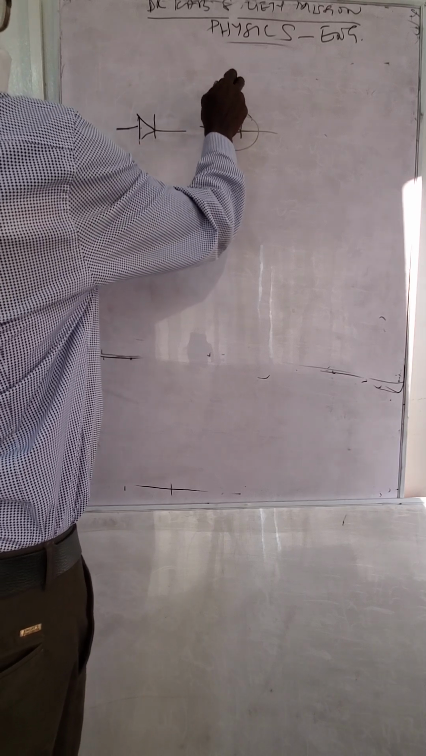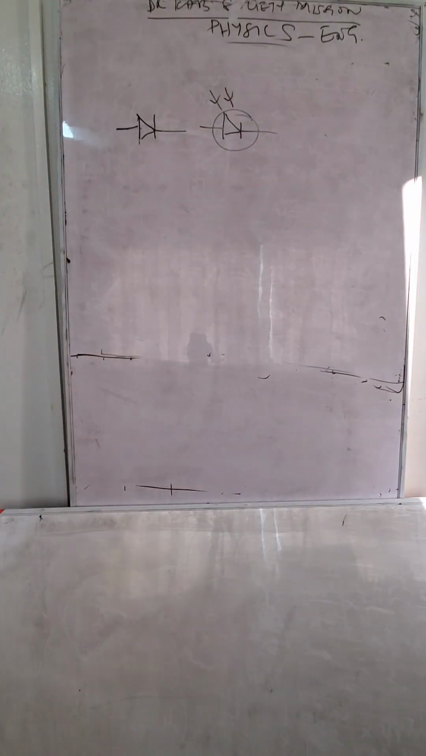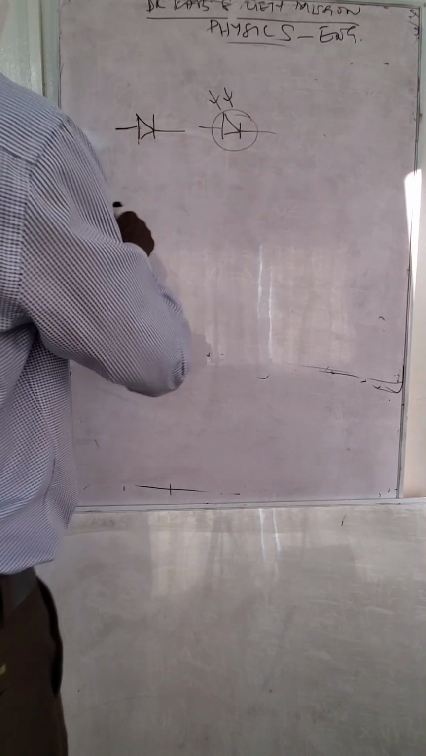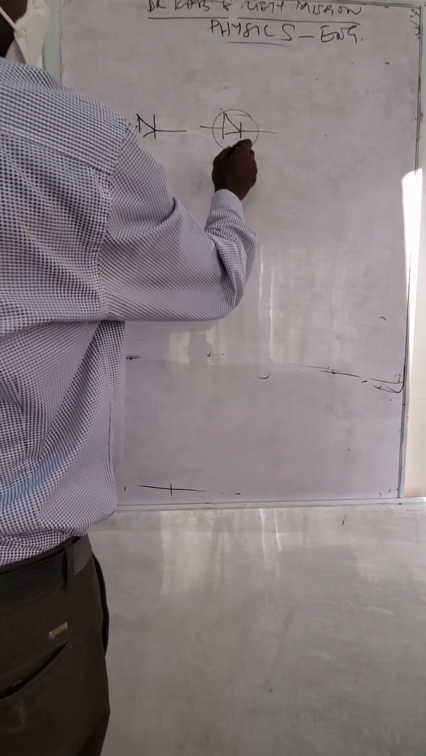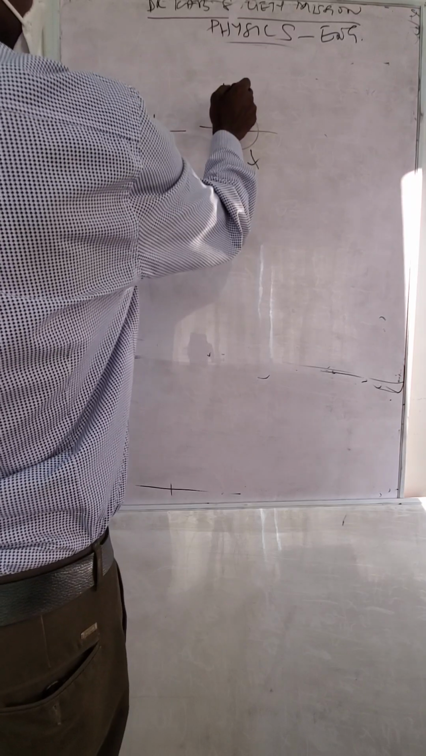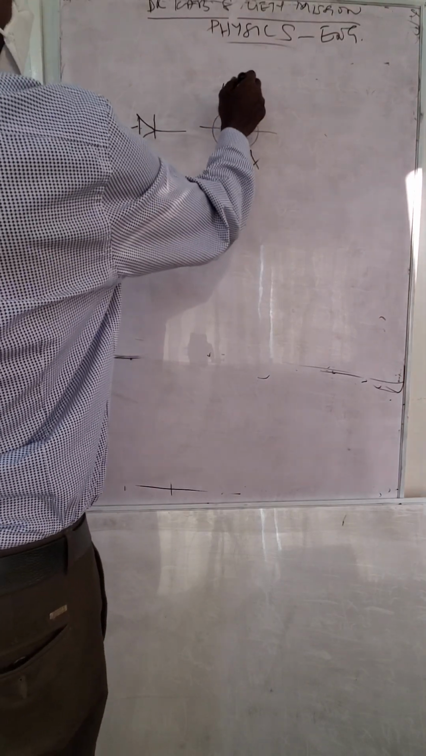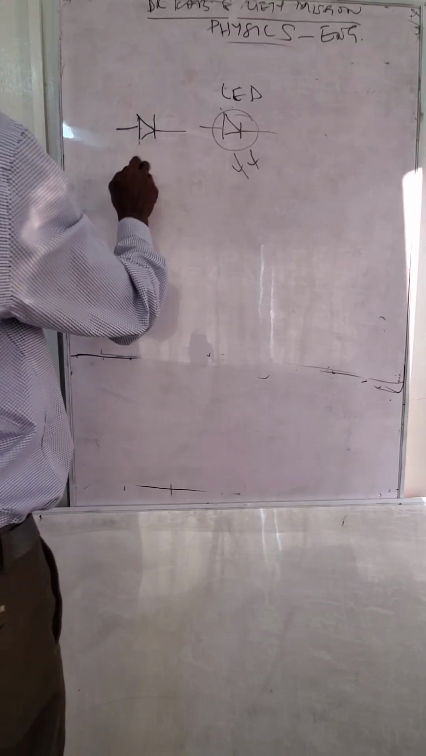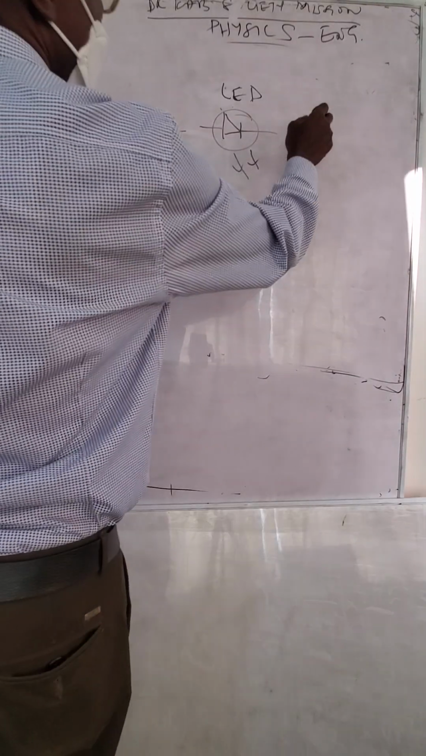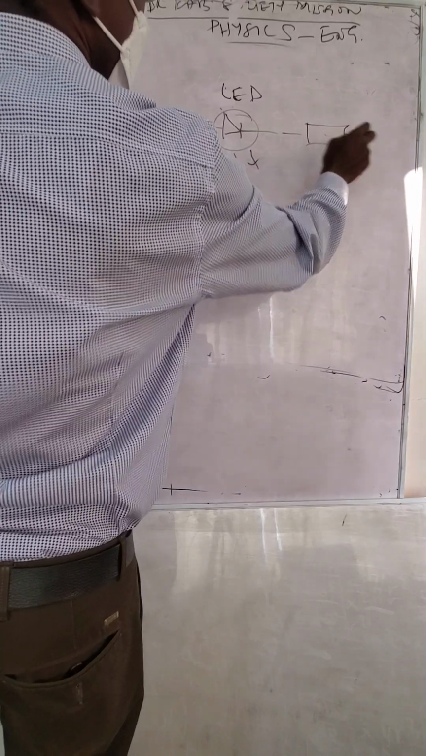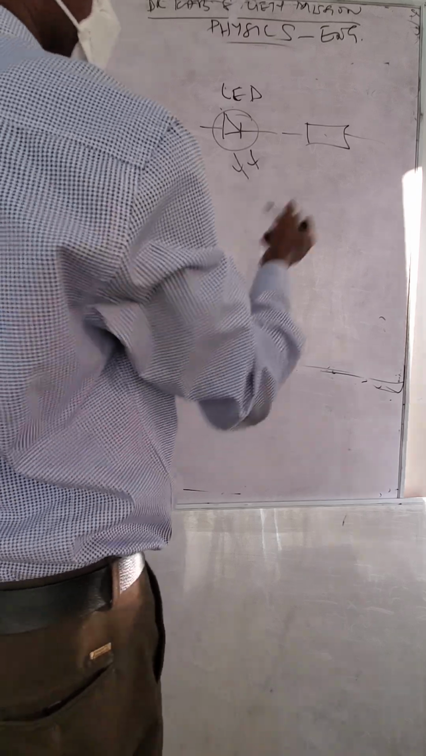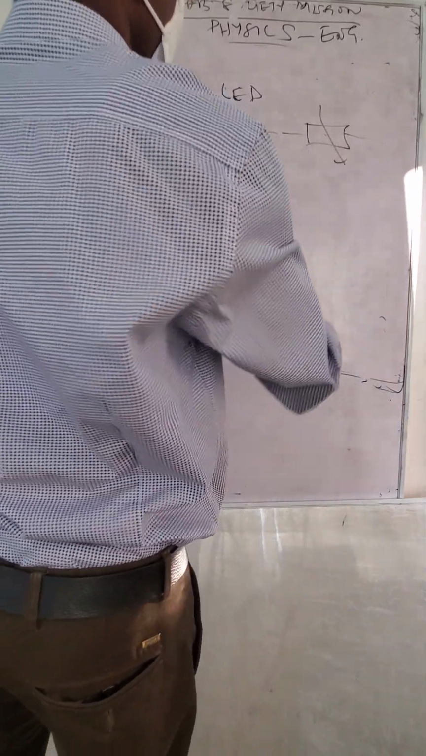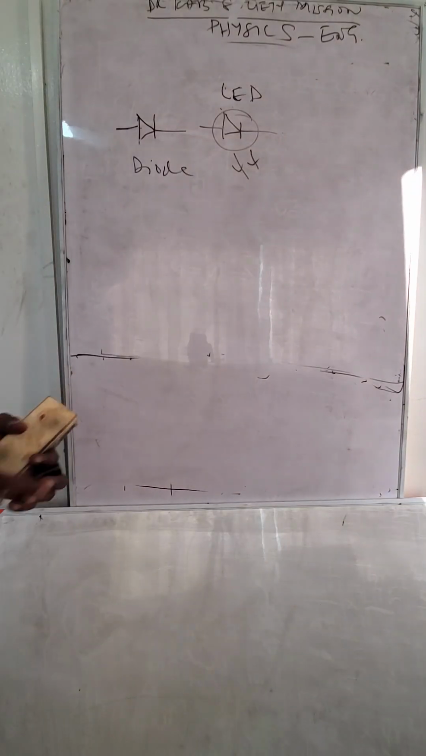Then we have this coming through. If you look at the symbol, this is emitting, so this is the light emitting diode. This is the diode itself. Then you can have the other one, this is a resistor, and of course we have the variable resistor, then we have the symbol for it.